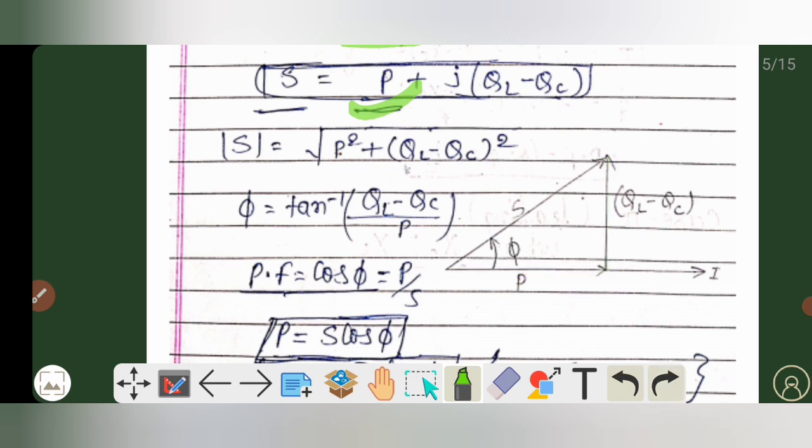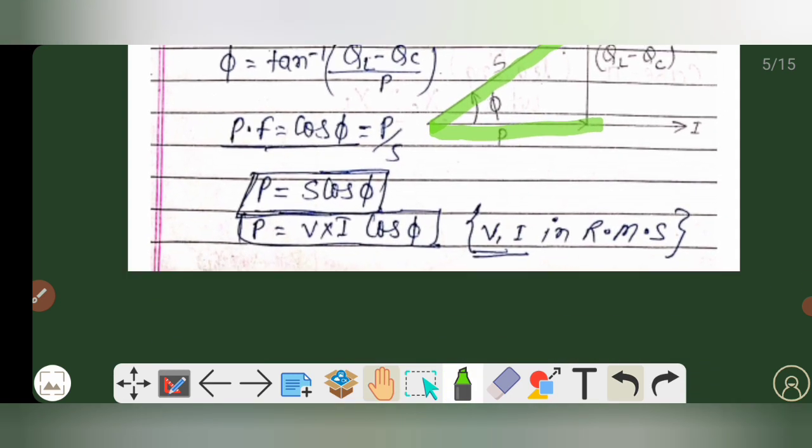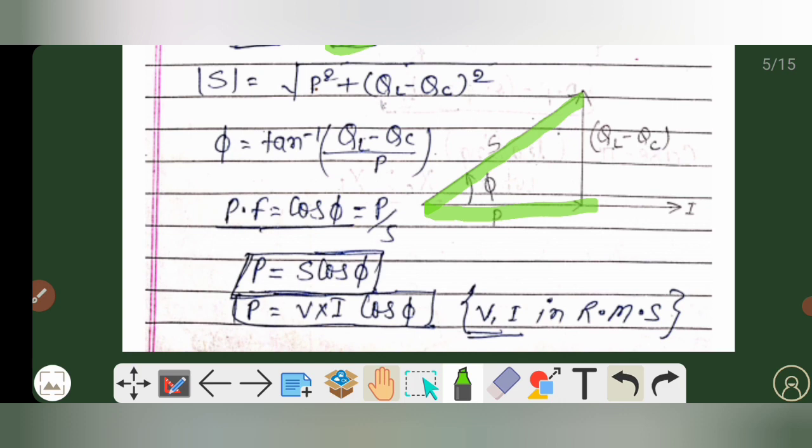And in the same way, if you want to calculate the value of phi, then that will basically equal tan inverse of (QL minus QC) by P. And in the same way, my dear friends, if you want to calculate the value of power factor, that is cos phi, then as you can see, cos phi is equal to base, that is P, over hypotenuse, that is S. And from here, if you want to calculate the value of P, then P is equal to S cos phi.